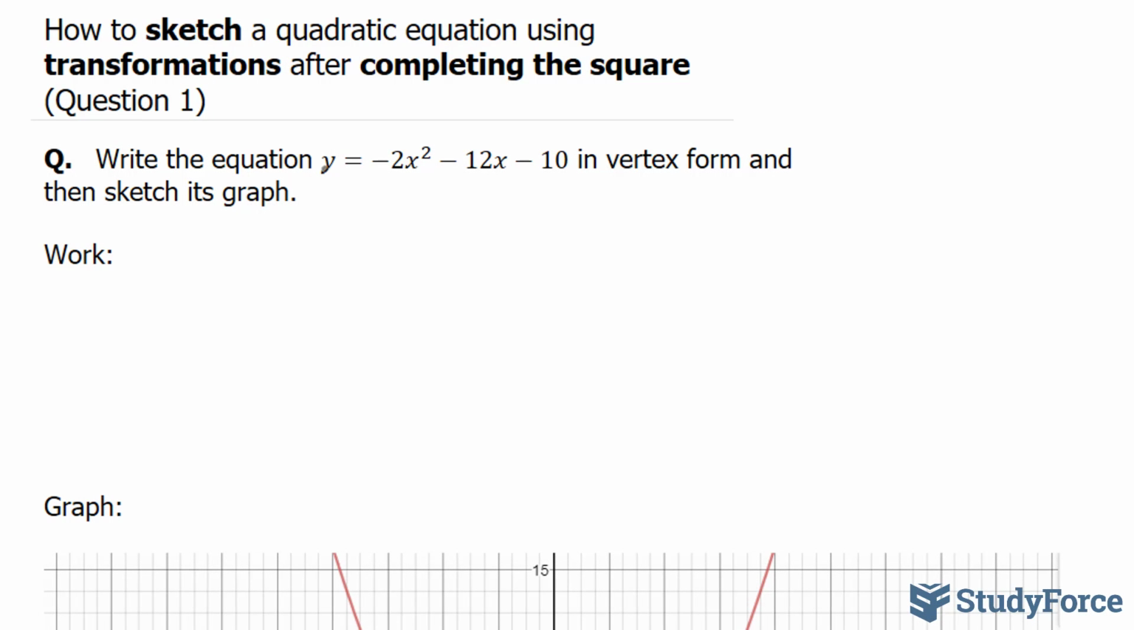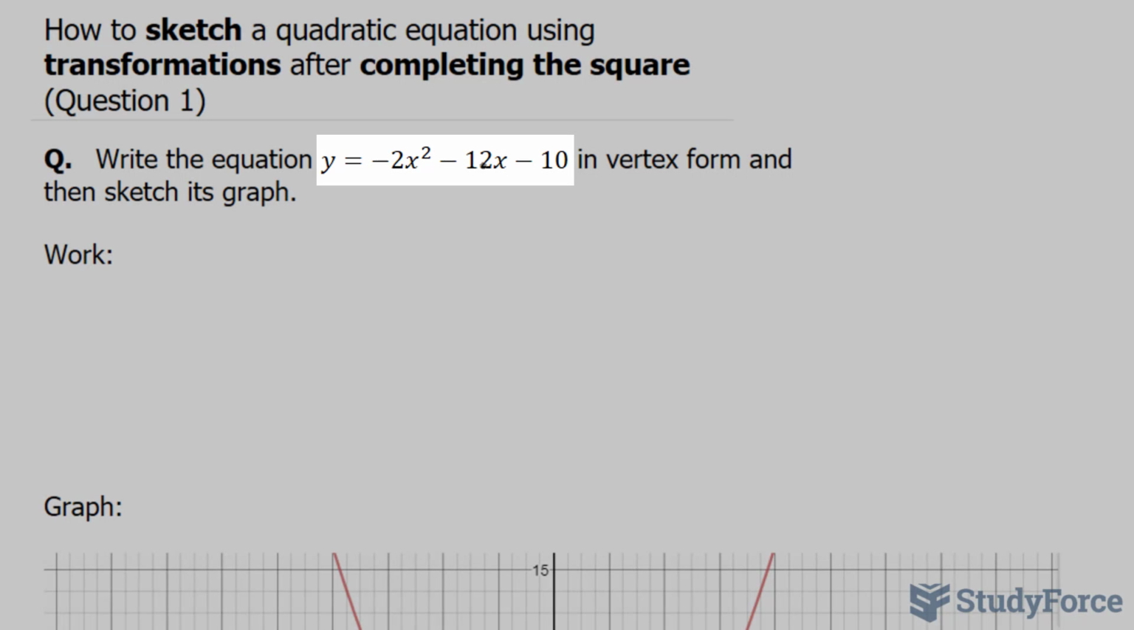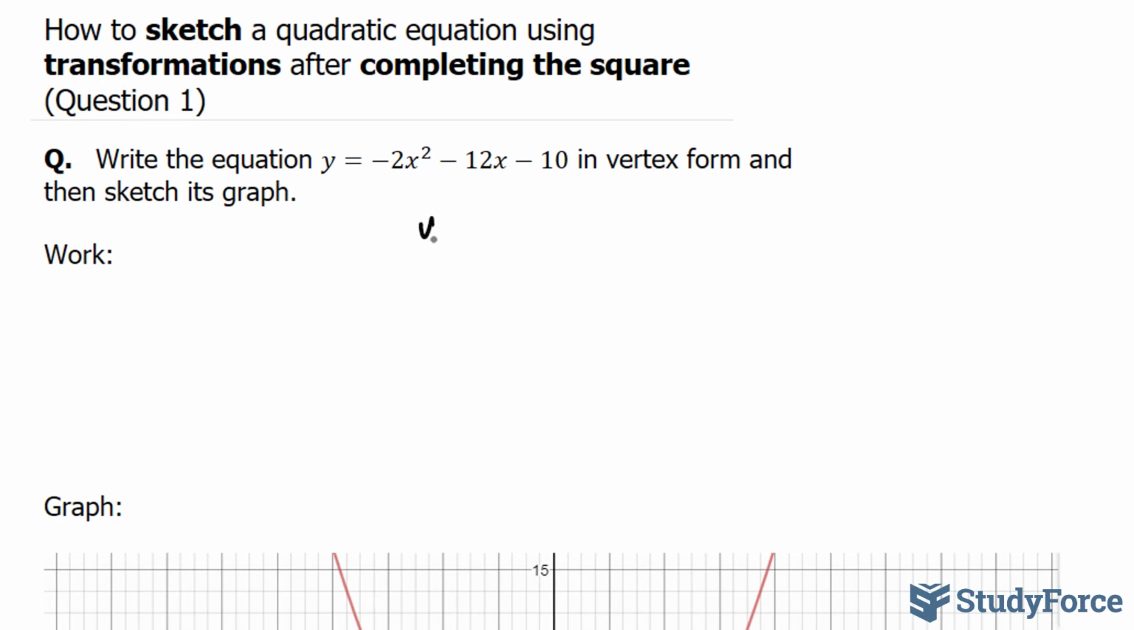To write a quadratic which is in standard form into vertex form, you have to complete the square. To complete the square, the a term needs to be unoccupied. In other words, the coefficient of the x squared term needs to be a 1. So the first thing that I'll do is factor out, or common factor, a negative 2 from these first two terms. Let's do that. y is equal to negative 2 bracket x squared plus 6x minus 10.